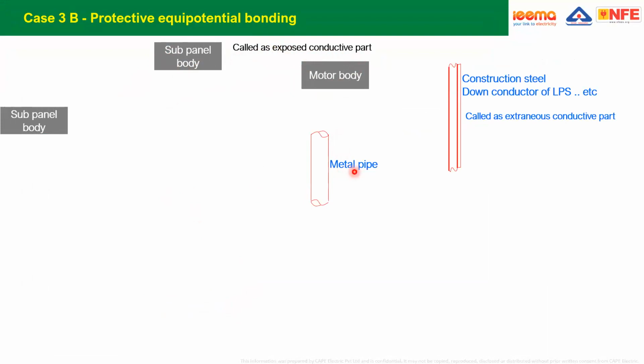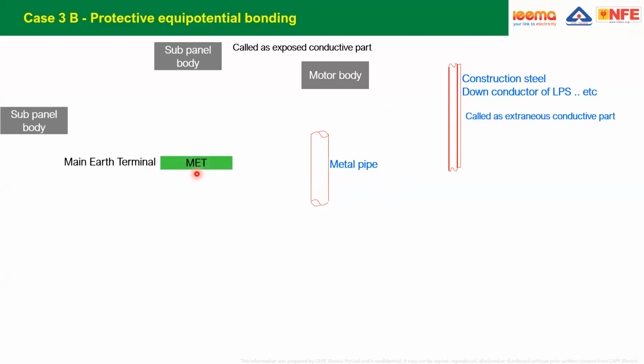Similarly, your building has, let's say, metal pipe. Example, the firefighting pipe. Also the constructional steel, down conductor of lightning protection system, continuously connected handrail, the aluminum frame of a glass facade which is on the building. All these are called extraneous conductive parts.